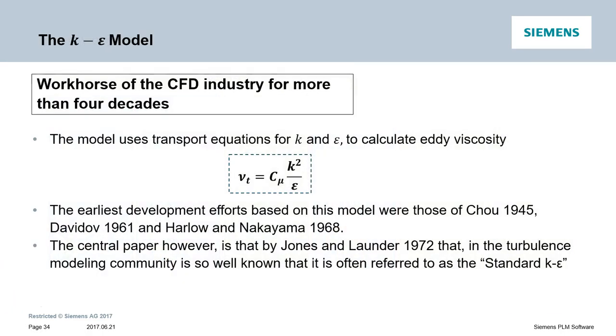So this model uses transport equations for TKE and dissipation rate to calculate the eddy viscosity using this relationship. This model is marked by influential contributions in the late 60s and early 70s, though it's generally associated with Jones and Launder's paper of 1972 and often referred to as the standard k-epsilon model. So to calculate eddy viscosity, we now need turbulent kinetic energy and epsilon, so we derive equations for these variables.